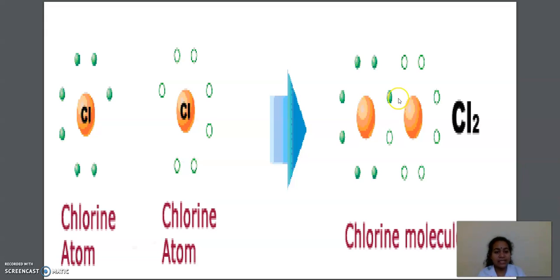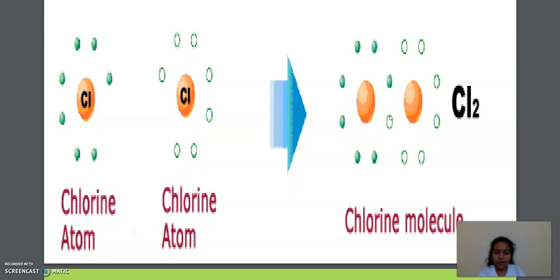So here also they are sharing one pair of electrons, that is 2 electrons. We can denote it by one single line. So it is a single covalent compound.